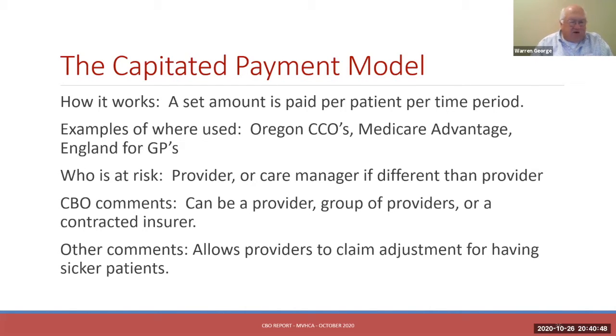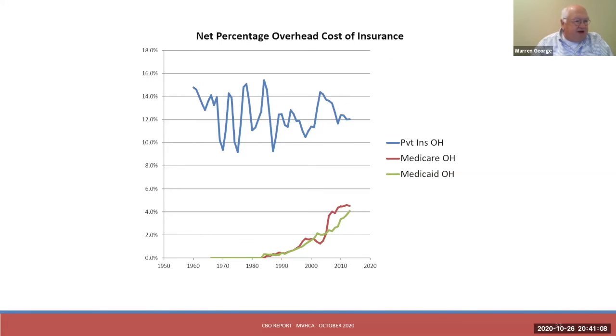In the Medicare Advantage programs, every Medicare Advantage plan claims that they have the sickest patients and need to have their rates adjusted upwards. The capitated model is the fastest growing model in the US. I'm interjecting my own slide here, showing how the overhead costs of Medicare and Medicaid have been rising quickly as more money is funneled through managed care intermediaries like Medicare Advantage and the CCOs, which are all reimbursed on a capitated payment system.